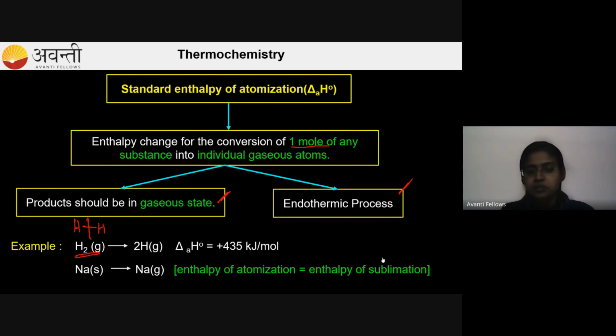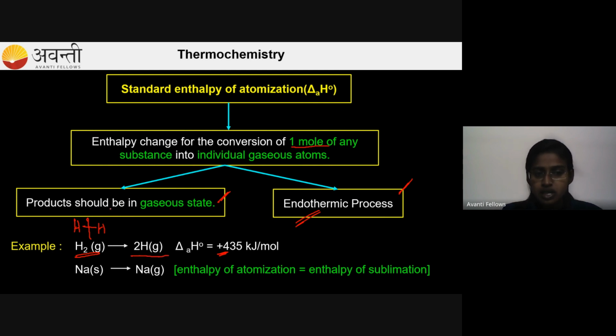Okay, sorry for the interruption. So we have the hydrogen molecule here and energy is required to break this bond, and the hydrogen molecule is getting converted to two hydrogen atoms. The enthalpy change accompanying this is positive because energy is required. It is an energy absorption process, and that's why we call it an endothermic process, denoted by the positive sign. And the product should be in gaseous phase.